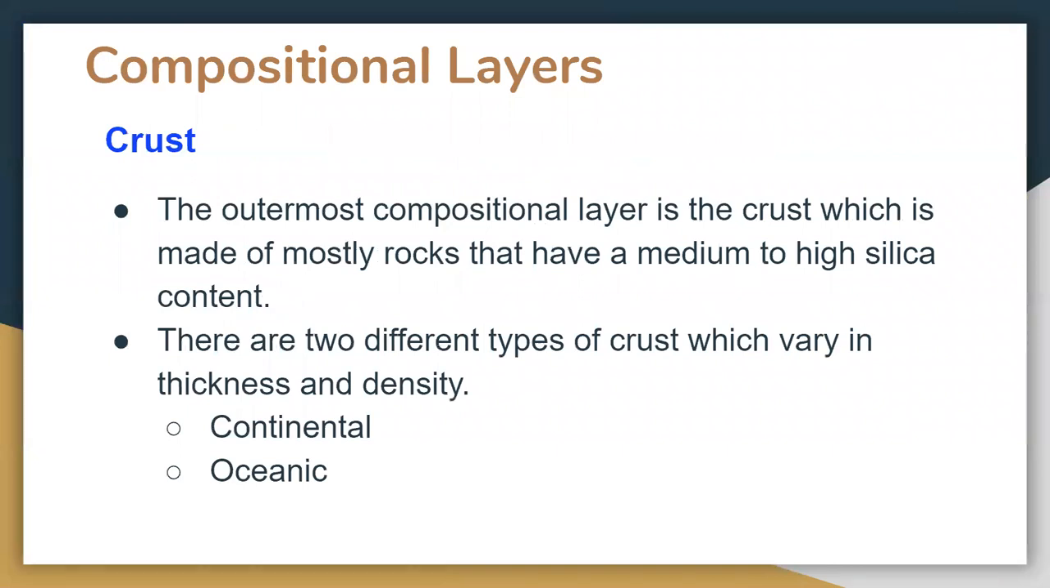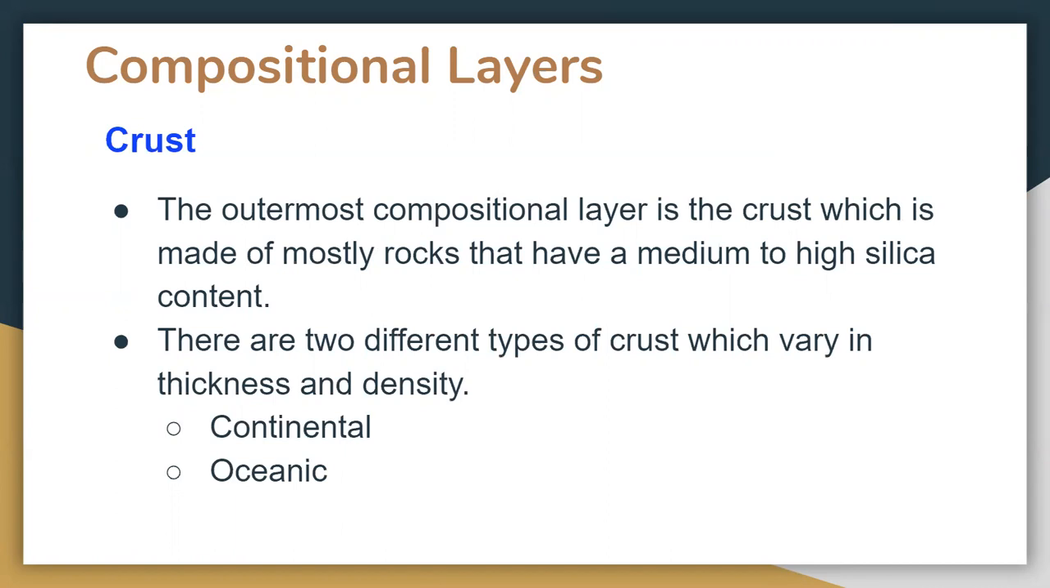So let's look at the crust first. It's the outermost compositional layer. It's made of mostly rocks that have a medium to high silica content, which makes them less dense. It's the types of rocks that you're used to seeing, because most rocks that we interact with are the ones that are in the crust.